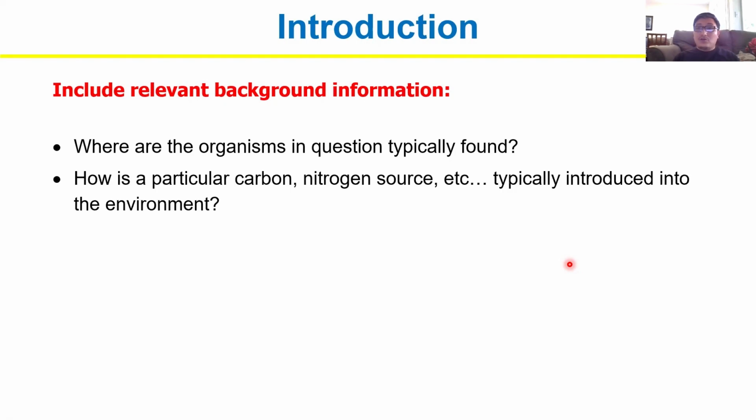Another thing that I want you to include is how a particular carbon or nitrogen source is typically introduced into the environment. Some of the carbon sources are released as exudates from plant roots to attract certain bacteria, so they're introduced by plants. Others are contaminants from consumers. Others are metabolites from another bacteria that broke down another metabolite. So tell me how they are introduced.